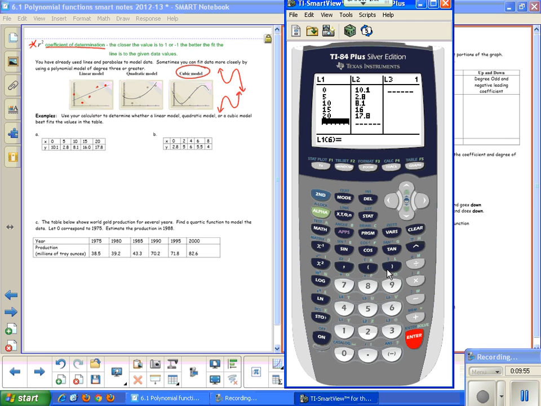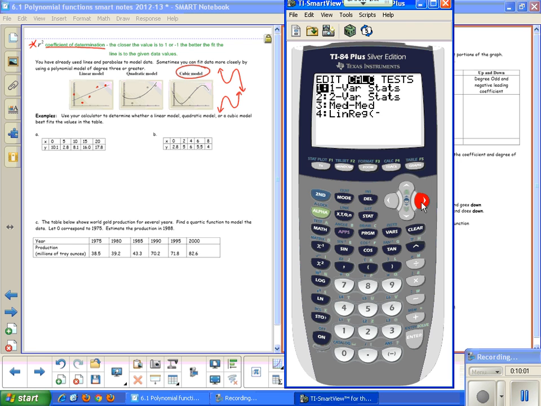My y values are already in list 2. Now, remember to get the equations, we go to stat, right arrow to calculate, and I want to see if a linear model, quadratic model, or cubic model is the best fit. I need to first go down to linear, because I'm going to do that one. The linear model comes up like this, and if I hit enter, notice that this is what I get.